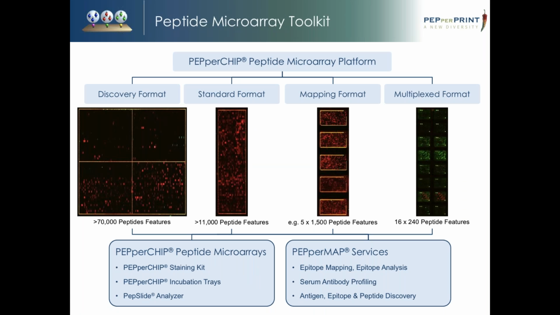So besides the standard format, middle left, which is right here, and this is the size of a normal microscope slide that you would see in the lab, it covers up to 11,000 peptide features. But we also cover a discovery format on the left with up to 70,000 features per microarray, as well as multiplex formats with up to 16 array copies per microarray and 240 peptide features each array copy.